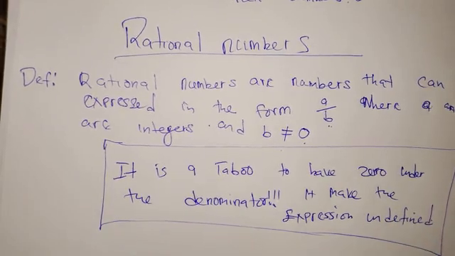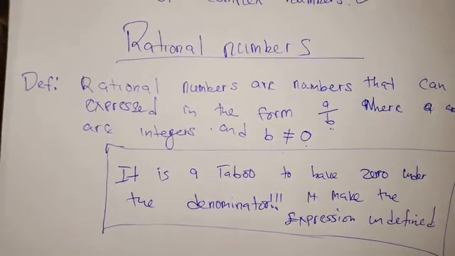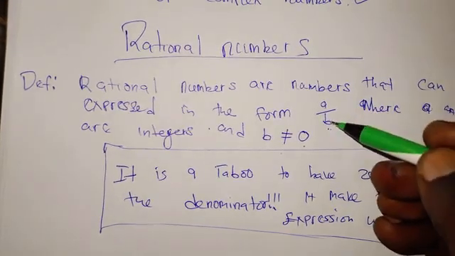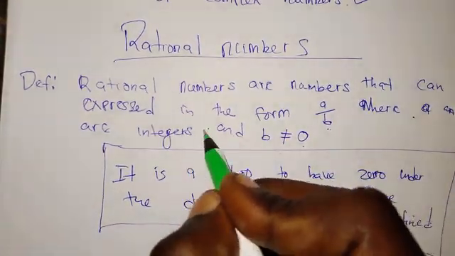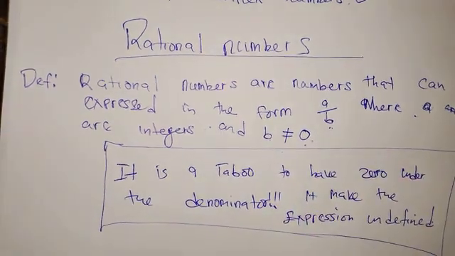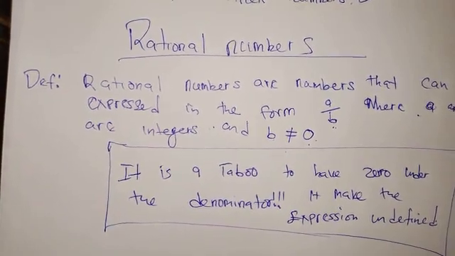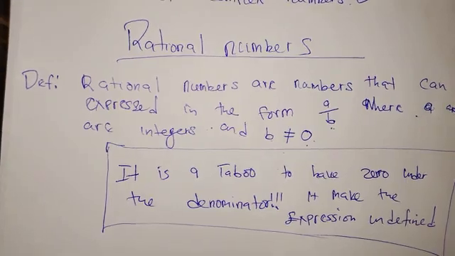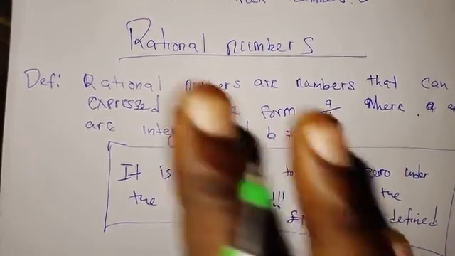So no wonder every time we define rational numbers, we put an emphasis that these are numbers that can be expressed in the form of A over B, where A and B are integers, but this B should not be 0, because if this B is 0, it makes our expression undefined. So that should never be the case. Those are rational numbers which we're talking about.